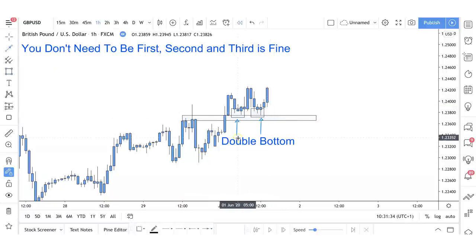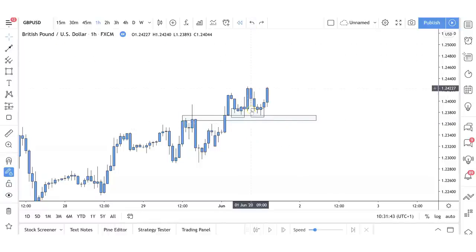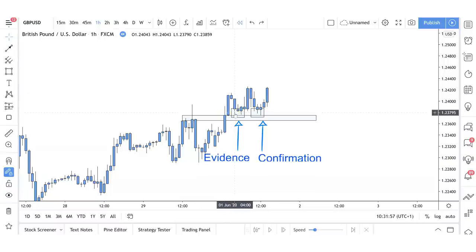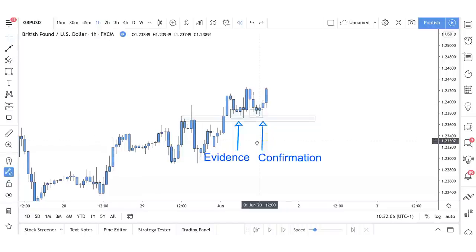For those that have been trading for a while, you might see this as a double bottom. Or for those that have not been trading for a while, you may not understand what this is. But from a behavioral perspective, this is simply illustrating that the market is respecting and creating a new level. And when the market comes back, that level is being respected. So you're creating a level of evidence, and then you're getting a level of confirmation. And this is when you want to trade, when you have confirmation.